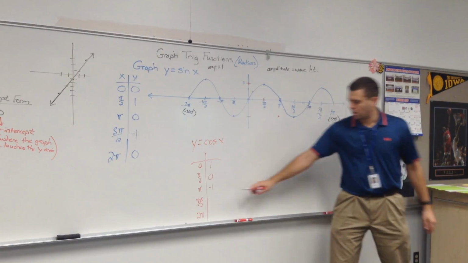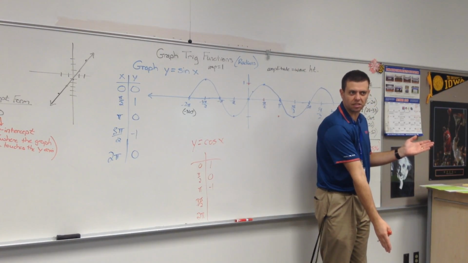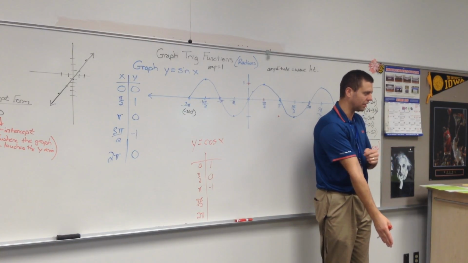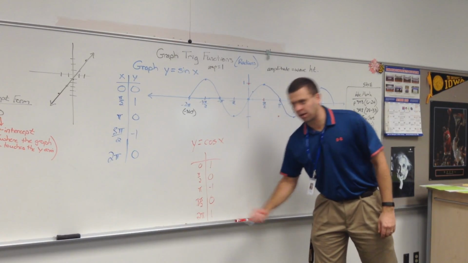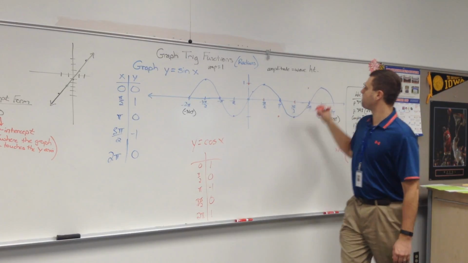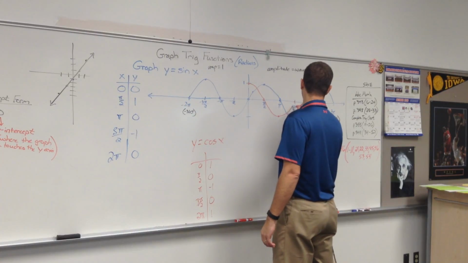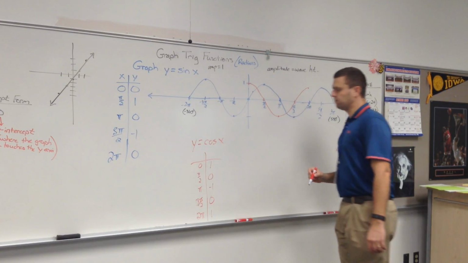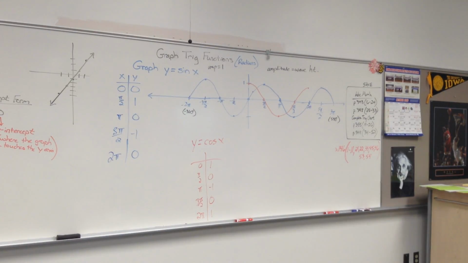3 pi over 2. So that'd be right down here at 270 in a sense. What's the cosine value at 270? 0. And then 2 pi is back to 1 again, right? Very, very similar. Just kind of shifted a little bit, right?